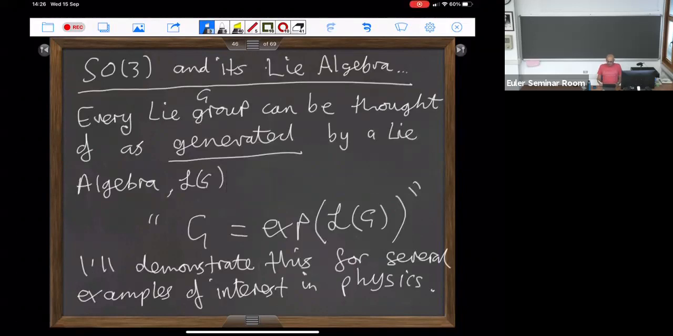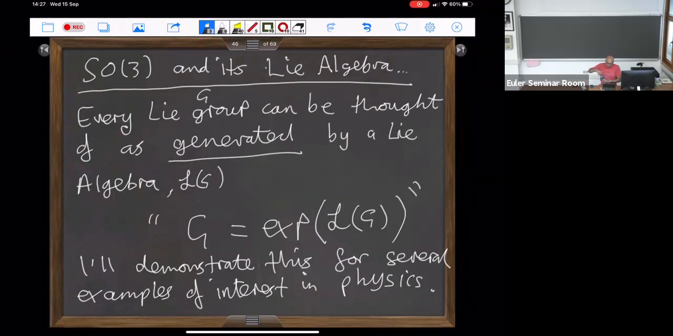And now we're going to delve into some of the group and algebra theoretic aspects of this group. Now, as we'll see, SO3 is a continuous group. It has an infinite number of elements, and they're all continuously connected to each other.